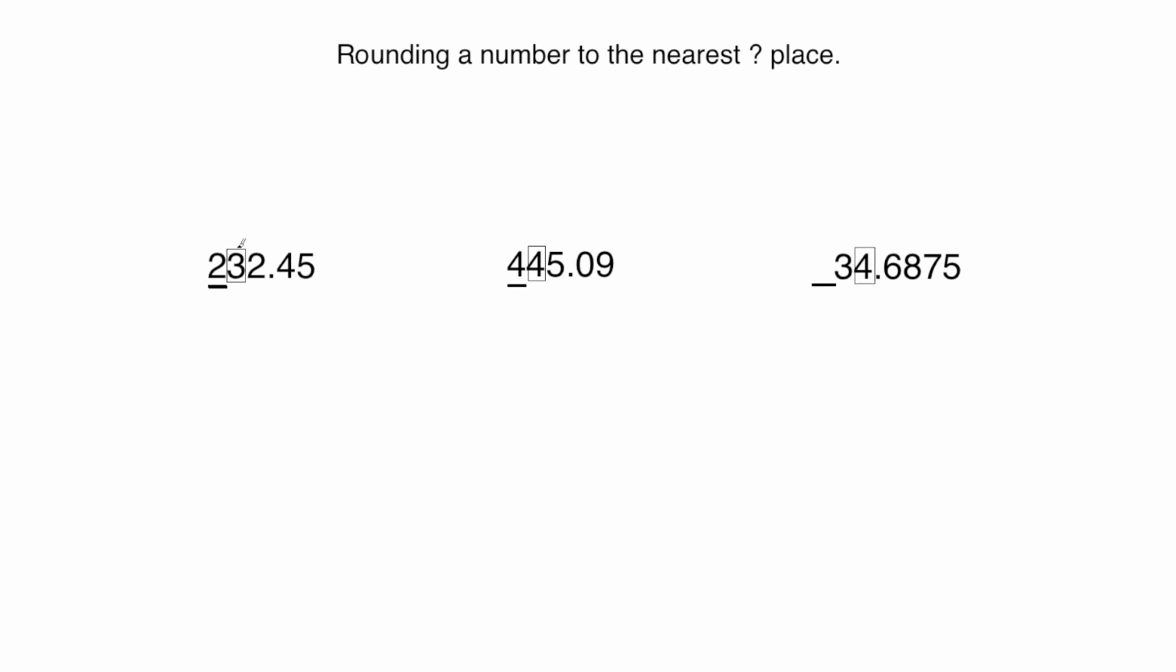Then draw an arrow from the box to the underlined digit, because what it's saying is that this box digit is telling this digit to either stay the same or go up one in value. Well, since the box digit is a 0, 1, 2, 3, or a 4, it's going to make the digit that is underlined stay the same. So my answer is going to be 200.